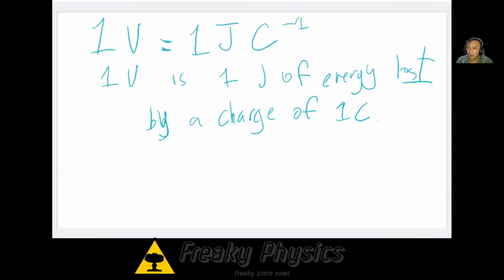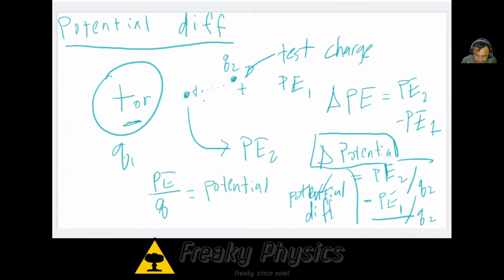Why is a volt a joule of energy lost? Because that's the very definition from here. Potential is potential energy per unit charge, and potential energy is in joules. Energy is joules, Q is charge, so potential is measured in volts. That means 1 volt is 1 joule of energy lost for every coulomb of charge you have. Oh, that's why the J over C.